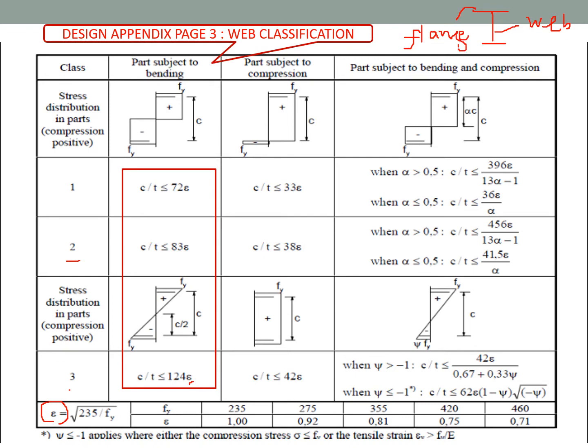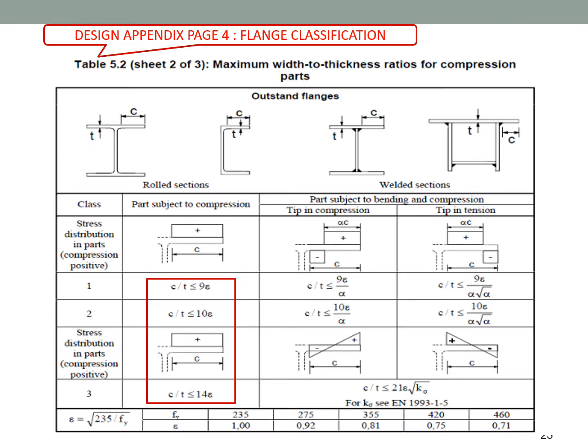Okay, for flange section, we are using table 5.2 sheet 2 of 3 in page 4, which is for the flange classification. So this is the flange. Okay, so we only consider the tip of the flange. The C value is the tip of the flange. So you need to calculate what is the C value.